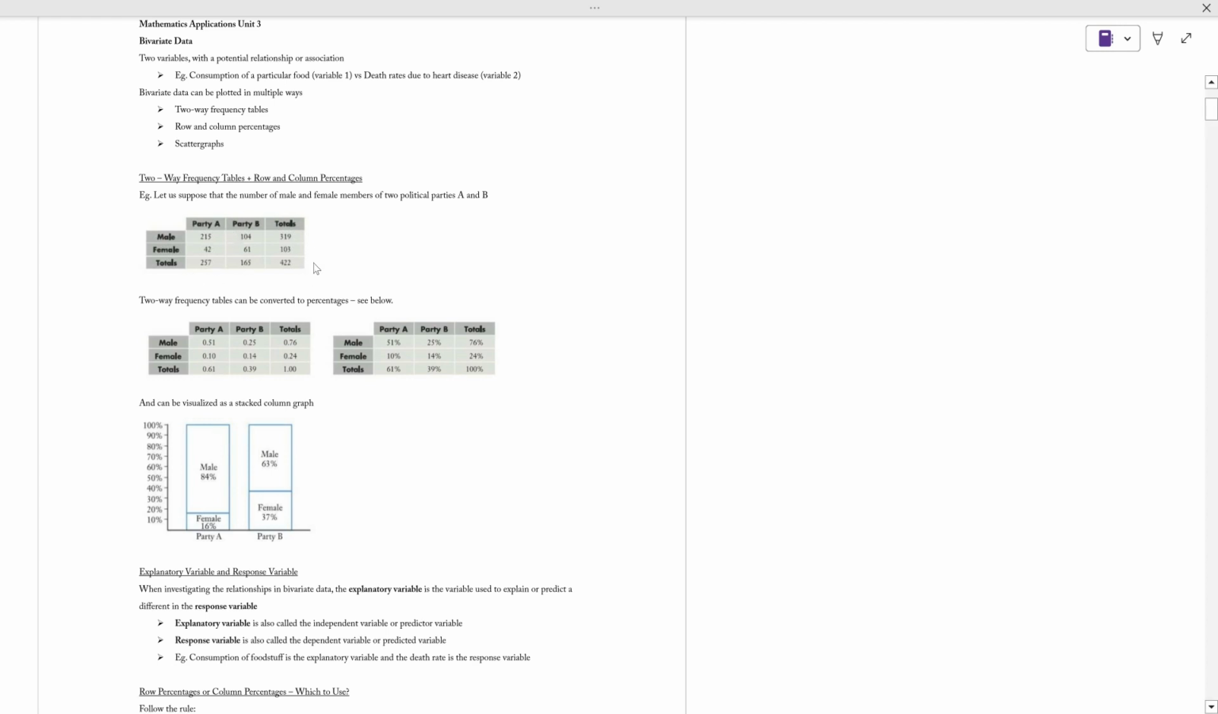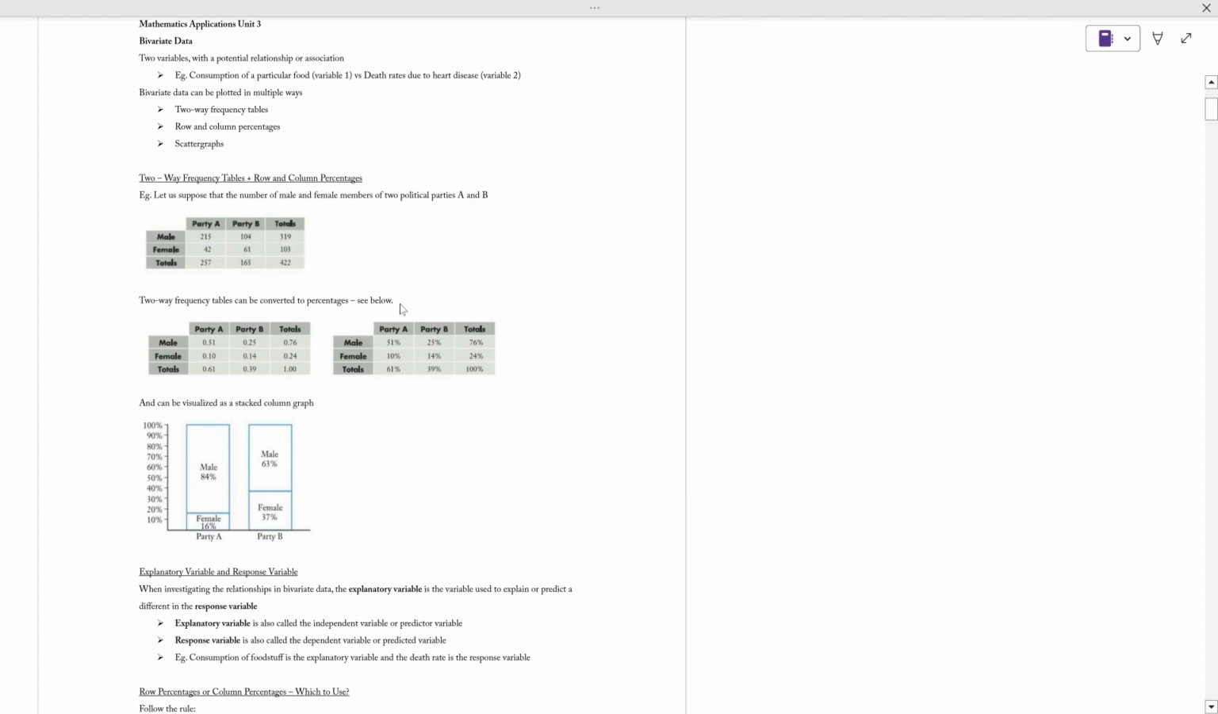So we can always convert the raw data to the percentages on the exact same table, right? So what I mean by that is, for example, if you wanted to find the percentage of a male in party A, what you'd have to do is go 215 divided by the total number of people from the data set, right? So 215 divided by 422 gives you 0.51. And then obviously if you want that as a percentage, it's just multiply that by 100 and you get 51%. And you do the exact same thing for everything else, everything over the total of 422.